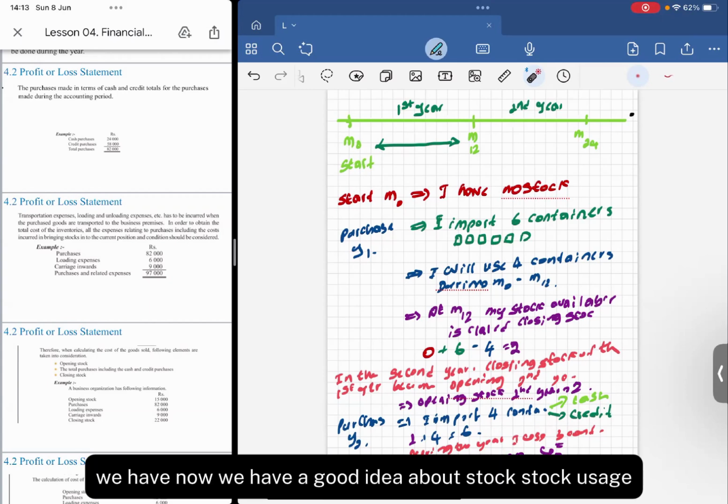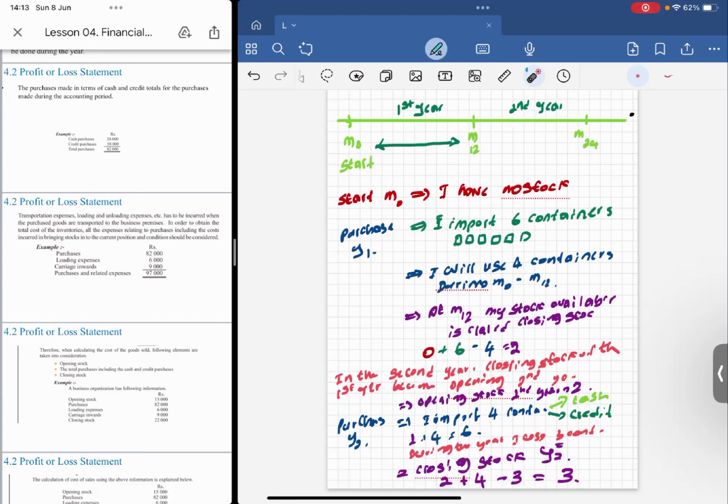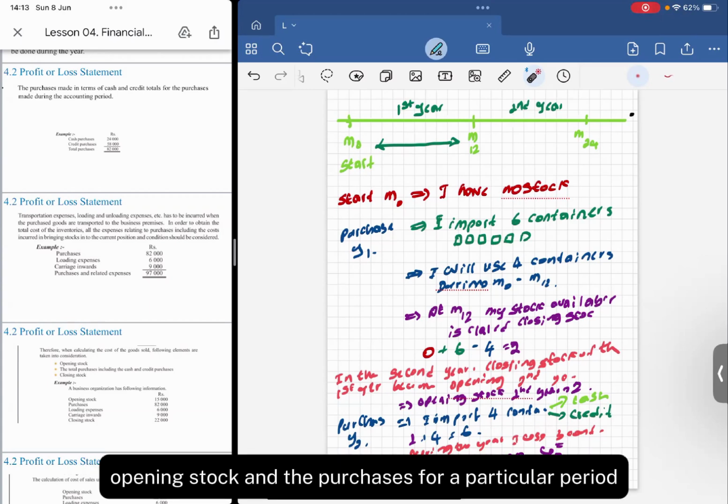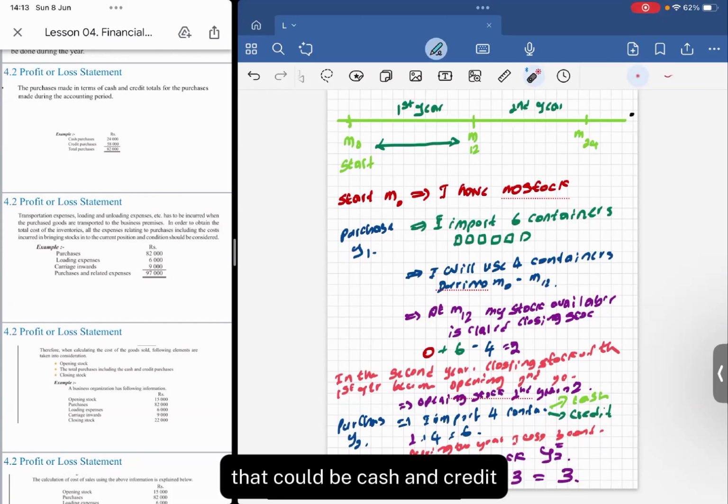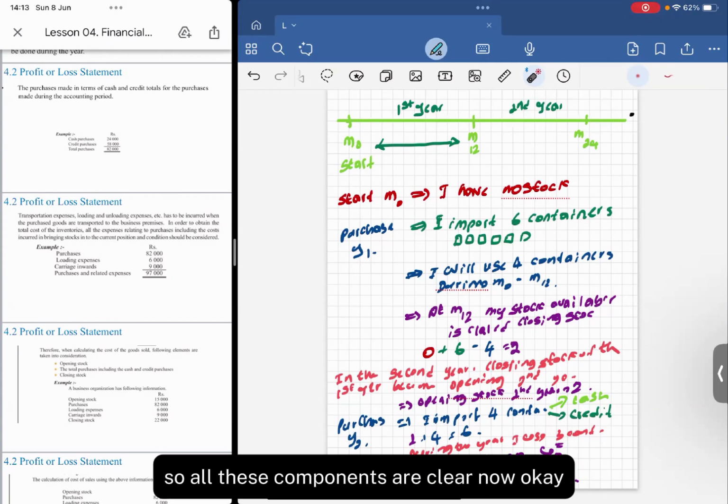So we have a good idea about stock usage: opening stock and the purchases for a particular period, that could be cash and credit, and then the closing stock. So all these components are clear now.